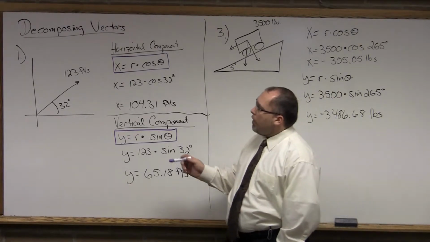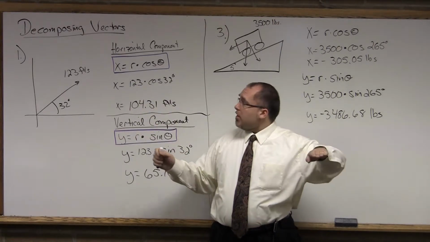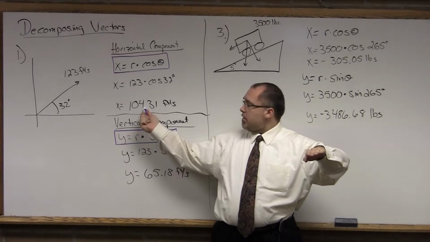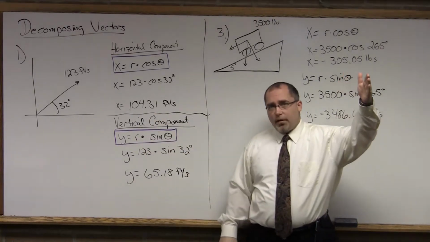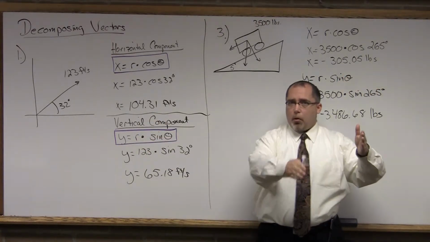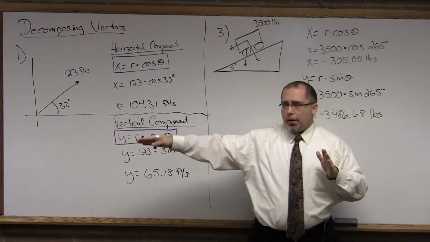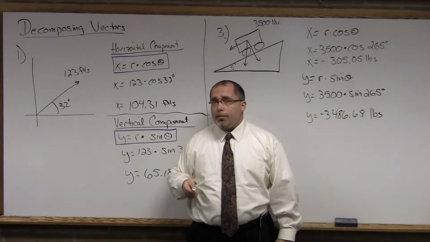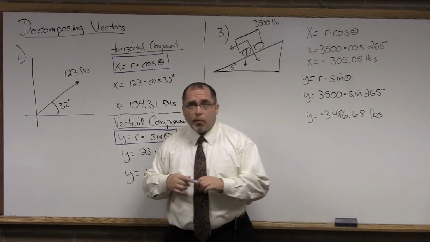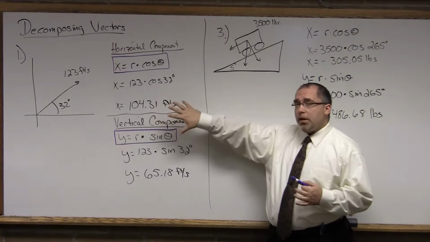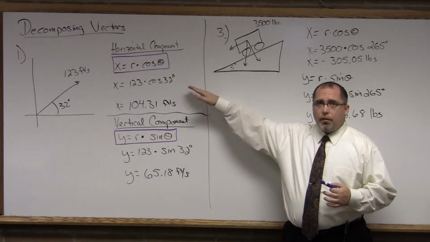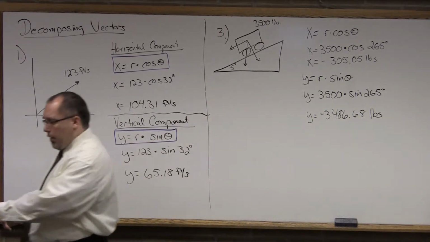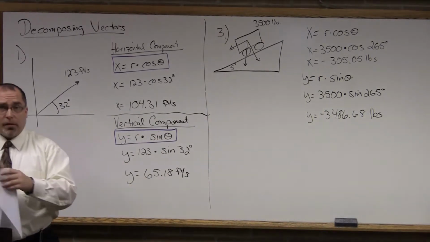And what that means is after 1 second, strictly horizontally speaking, it's traveled 104.31 feet, and strictly vertically it's traveled 65.18 feet. But it's not going in step fashion like that. It's going in a diagonal, which is really the end result of the baseball itself. Now that's pretty straightforward, and most of them will be pretty straightforward. Anytime you have to decompose a vector, that's all you're doing, finding the x and y components.